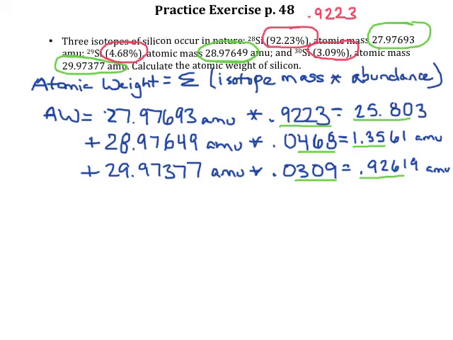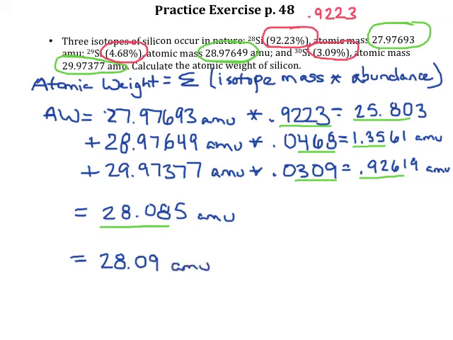Now since I'm actually doing addition here, so remember that this is the sum of all of these, so I'm adding all these numbers together, that means my significant figure rules are about decimal places, and if I look, the smallest number of decimal places I have is 2 decimal places, so I need to make sure that my final answer only goes to 2 decimal places. So if I do all these calculations, I should get something around 28.085 AMU, remembering that I only get to keep 2 decimal places, so I'm going to round that to 28.09 AMU. So that should be my final atomic weight for silicon.